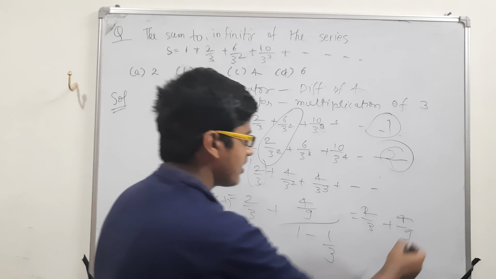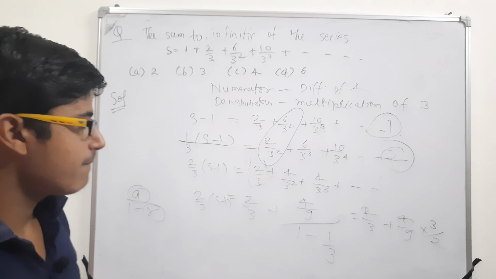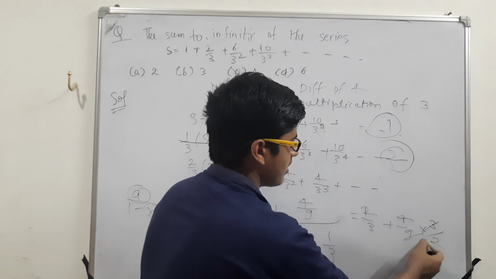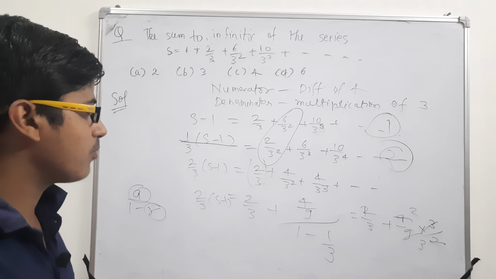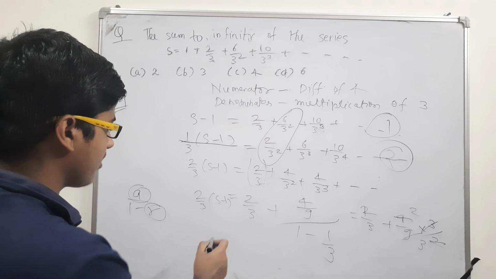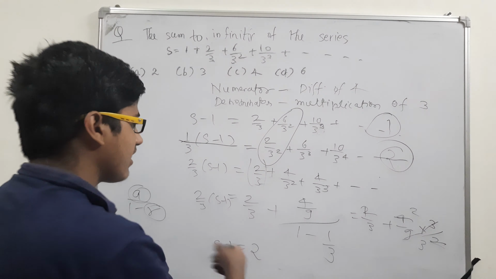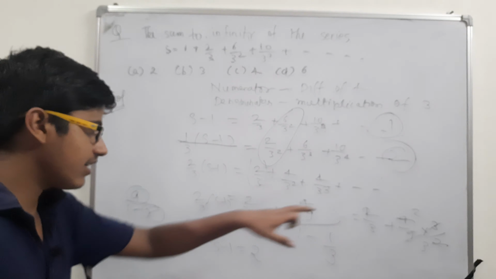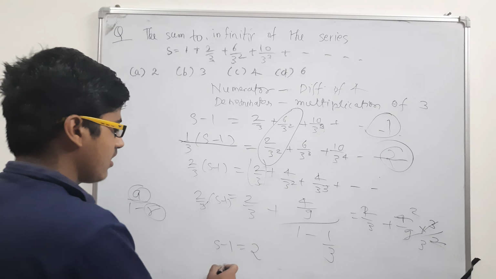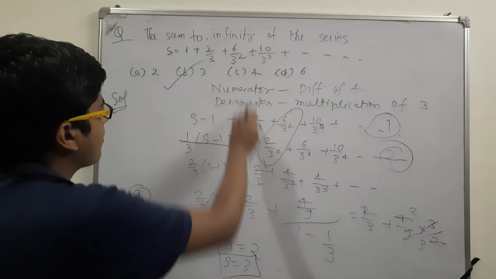So just solve this further. 4 upon 9 divided by 2 upon 3 is 4 upon 9 times 3 upon 2. 3, 3, 2, 2: so 2 upon 3 plus 2 upon 3, 4 upon 3. Okay, so S minus 1 equals 2 because 3, 3 and 3, 3 will get cancelled out, and what will be remaining there? 4, and 4 upon 2 is 2. So S will be 2 plus 1 equals 3. So this will be our summation.